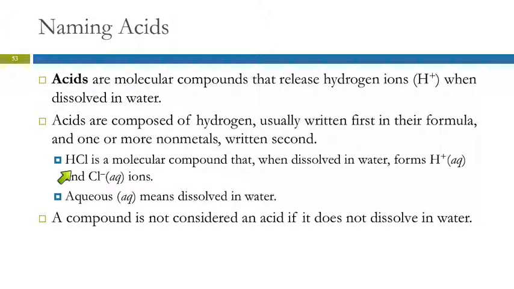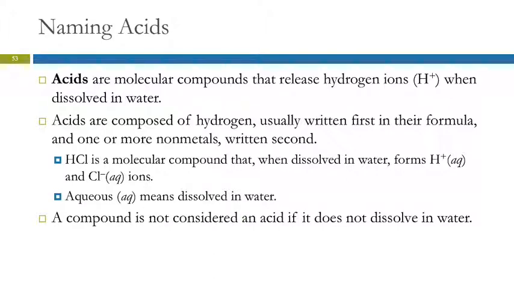So HCl, this is a molecular compound. It's two nonmetals. We said two nonmetals was a molecular compound. But when we dissolve it in water, it separates and creates ions, hydrogen ions and chloride ions. The AQ here in parentheses means aqueous. Aqueous stands for dissolved in water.